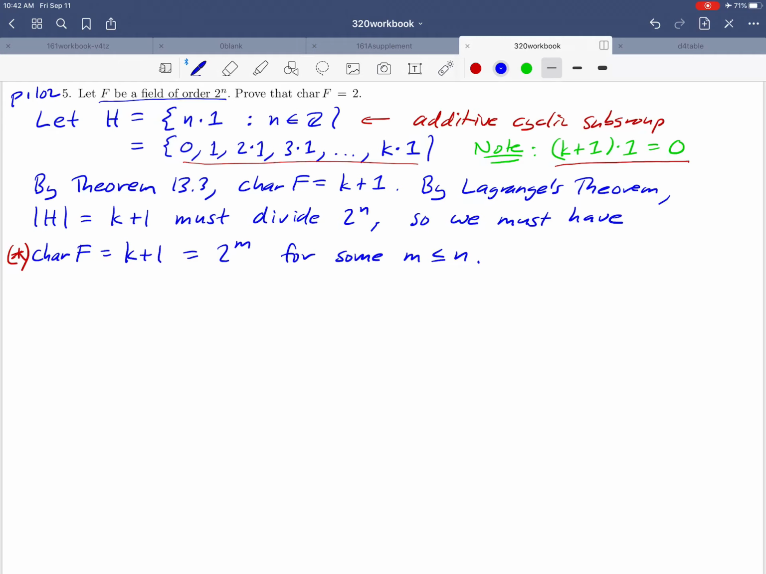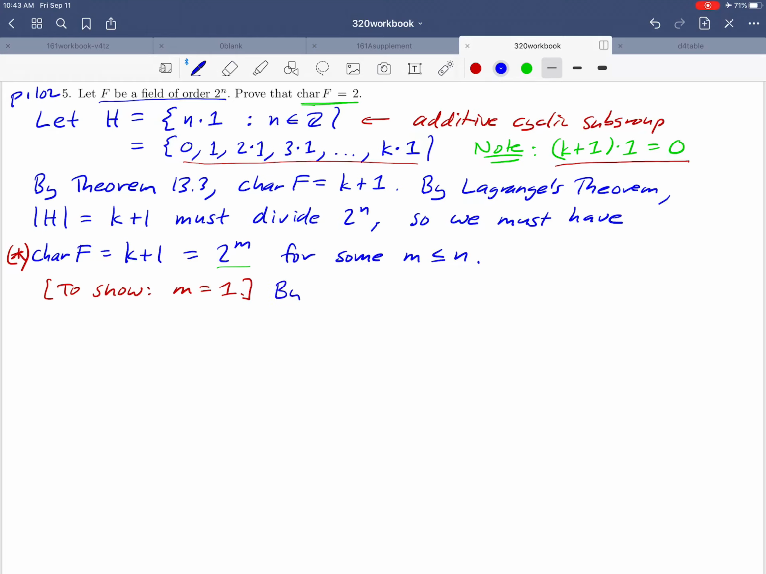So let's think about where we're going with the proof again. What is it that we're trying to show? We want to show that the characteristic of f is 2. Notice what we've shown so far is that the characteristic of f is 2 to the m. So really, what we need to show is that m is 1. That would finish our proof. Let's make that observation and continue.